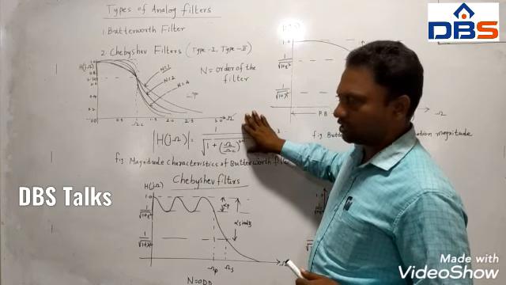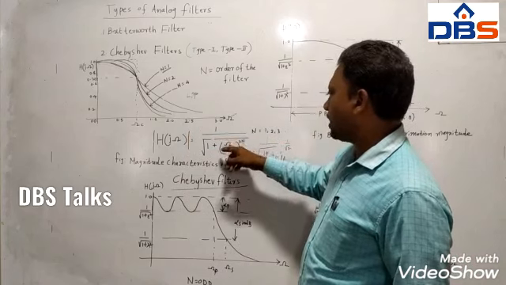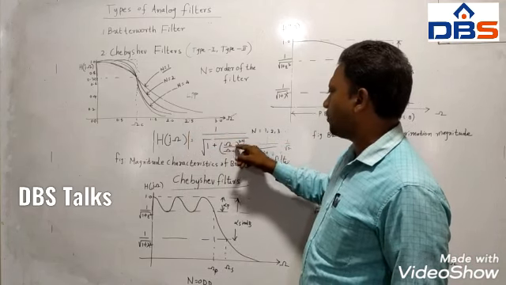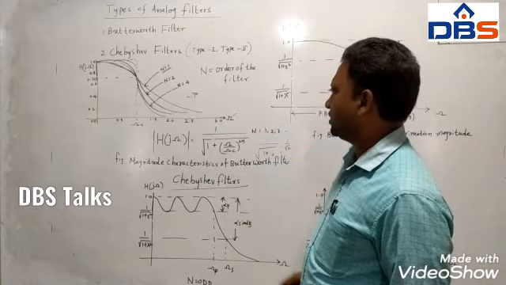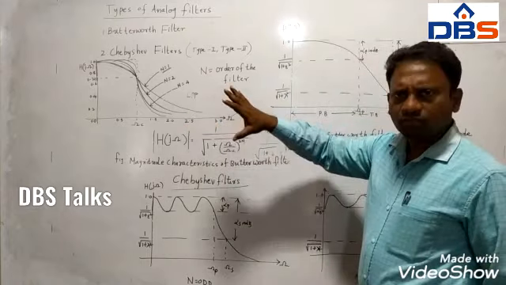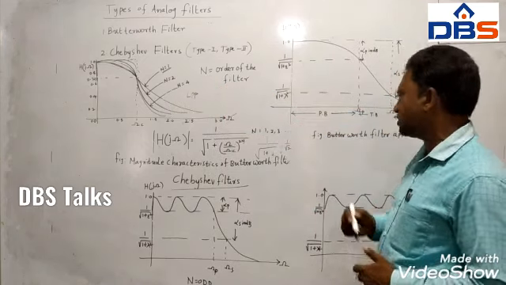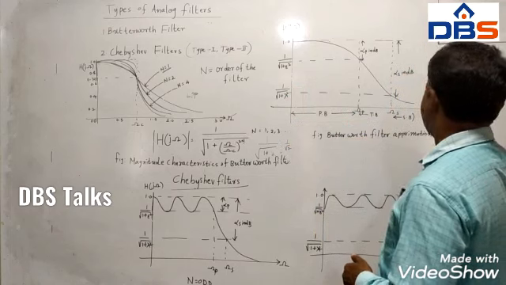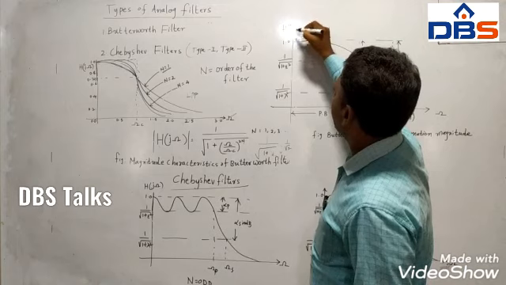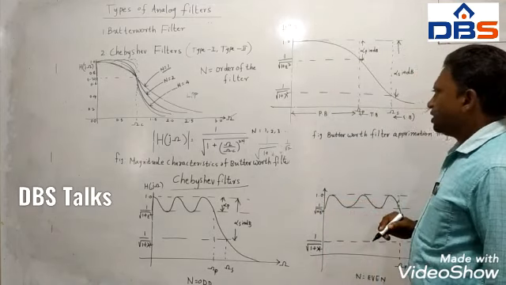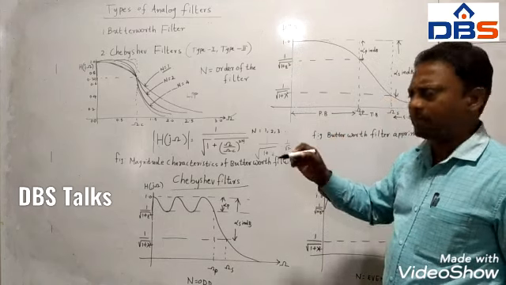H of j omega is the transfer function, 1 by under root 1 plus omega by omega c to the power 2n, which represents the magnitude response of the filter. This is for design, but practically if you want to design the filter, we need some approximations. That is the Butterworth filter approximation of magnitude. These parameters are useful for us in the filter design, which we are going to see in the coming classes.